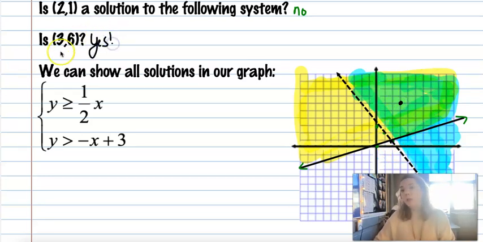So for 3, 6, you could also plug in. So if you prefer algebraically, you can still do that when it's just asking if it's a solution. If it were to ask you to show all solutions, you do need a picture for that because there's no possible way we could list them all.